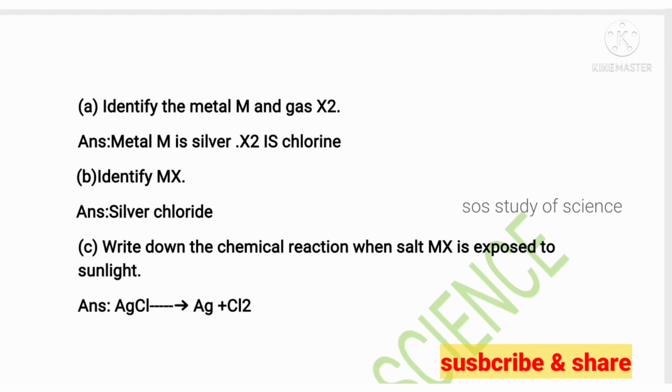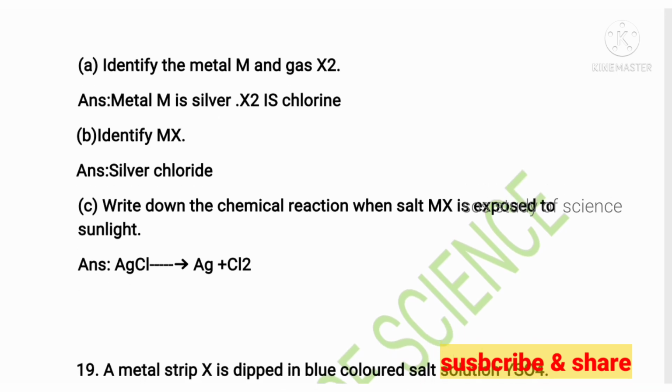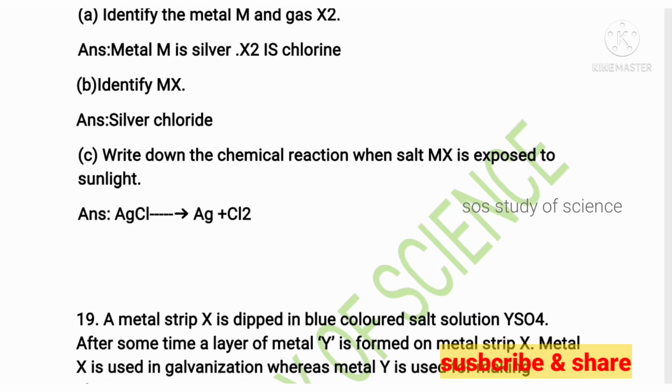Identify the metal M and gas X2. As I told you, metal M is silver, X2 is chlorine. Identify MX. MX is nothing but silver chloride, because it is an example of photochemical or photolytic decomposition reaction. They have also asked to write the balanced equation here. See, AgCl gives rise to Ag plus Cl2. Here it is not balanced. The balanced equation is 2AgCl gives rise to 2Ag plus Cl2. So on both sides there should be 2 atoms of silver and 2 atoms of chlorine.